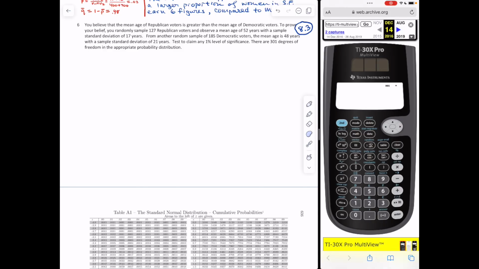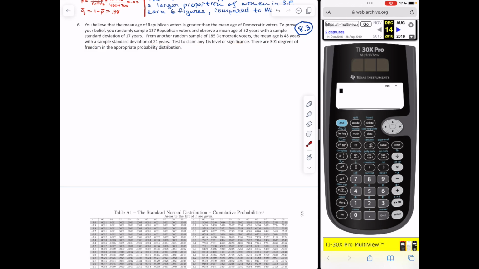Okay, everybody, so we got one more problem to work here. This is problem number 6. Probably we want to just go ahead and read through it first. It says, you believe the mean age of Republican voters is greater than the mean age of Democratic voters. To prove your belief, you sample 127 Republican voters, and you get a mean age of 52 years with a sample standard deviation of 17 years. From another sample of 185 Democratic voters, the mean age is 48 years with a sample standard deviation of 21 years. Test the claim at 1% significance.